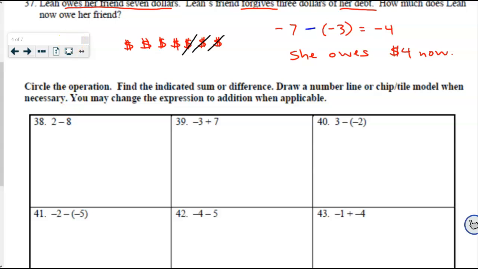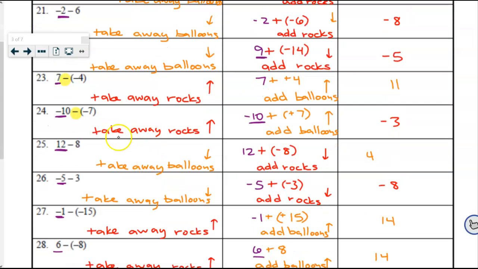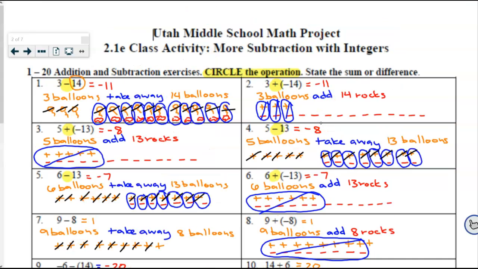Okay, nice. The next ones, we are mixing things up now. It says circle the operation because sometimes it's subtraction and sometimes it's addition. Okay, find the indicated sum or difference. Draw a number line or chip tile model when necessary. And here's something interesting. You can change the expression to addition when applicable if we need to. That's what we were practicing, right? Taking away balloons, we can write as adding rocks if it helps. Taking away rocks, we can write as adding balloons if it helps. Let's go through the first couple together.